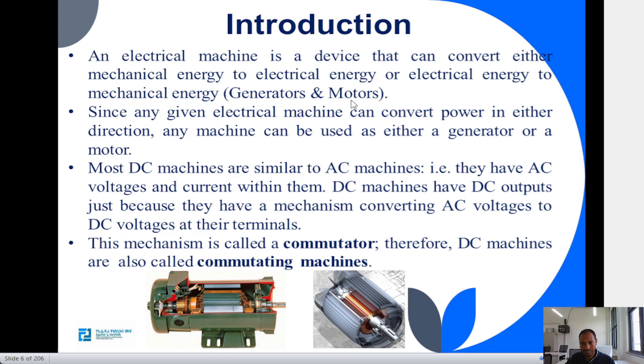Since any electrical machine can convert energy in either direction, from mechanical to electrical or electrical to mechanical, this machine can be either a generator or a motor. This means that there is no major physical difference between a generator and a motor. Both can convert energy from one side to another. We will come to it in detail later on.